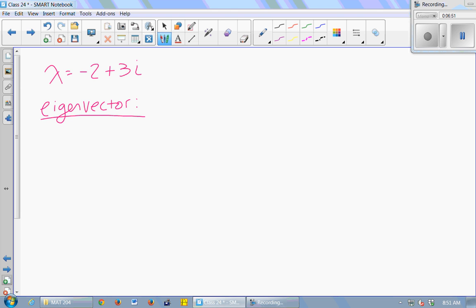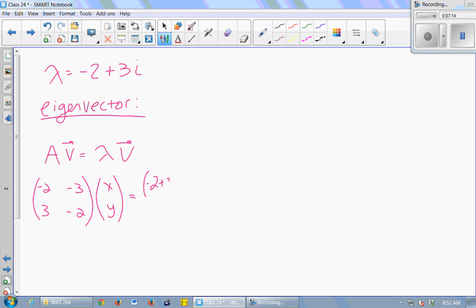Okay, so to find the eigenvector, I have to solve Av equals lambda v. Right, and A is the matrix negative 2, negative 3, 3, negative 2, same A from before. v is the vector xy. Lambda is negative 2 plus 3i.